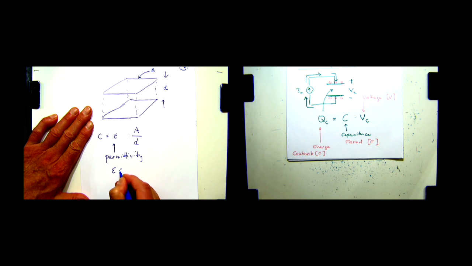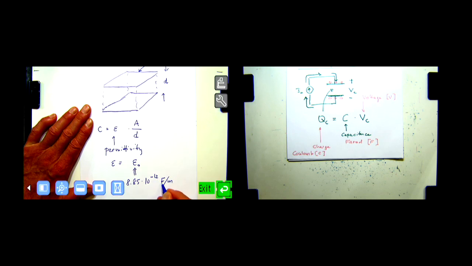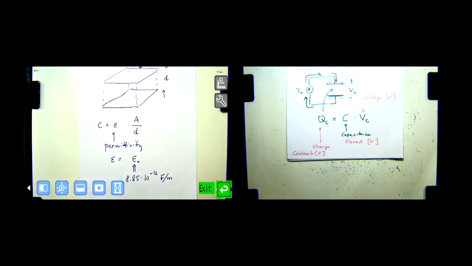Okay, so permittivity. This epsilon is actually two terms. It's going to be an epsilon zero, and that is sort of a universal constant like the speed of light. And its value is approximately 8.85 times 10 to the minus 12 farad per meter. You can see that the farad per meter is sort of like resistivity. Then the units come out right.